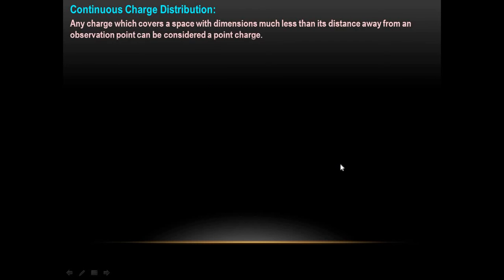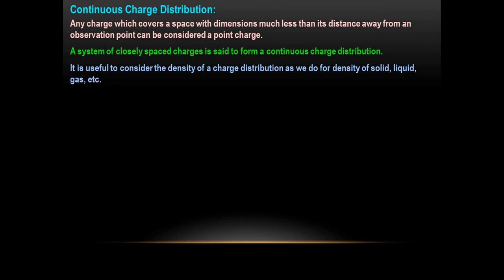What about the continuous distribution of charges? Whenever we say the charges are distributed, they are distributed over the surface of the conductor. Any charge which covers a space with a dimension much less than its distance from an observation point can be considered a point charge. A system of closely spaced charges is said to form a continuous charge distribution. It is useful to consider the density of the charge distribution, as we do for the density of solids, liquids and gases. First, we discuss the linear charge density.